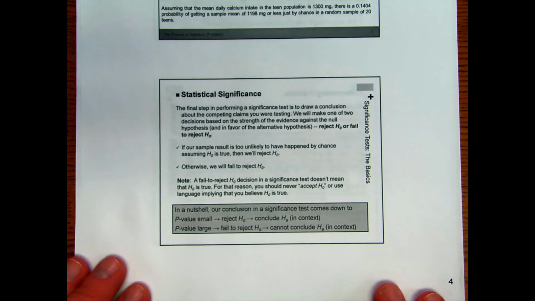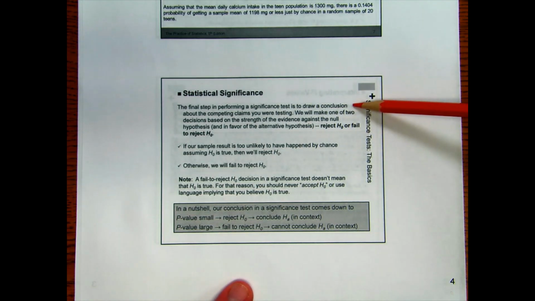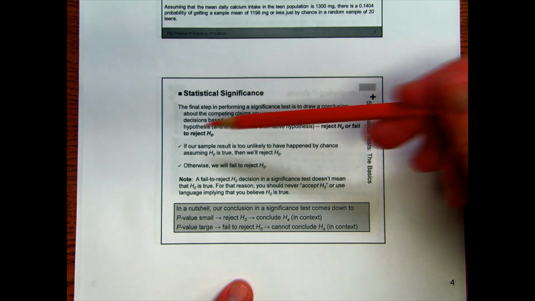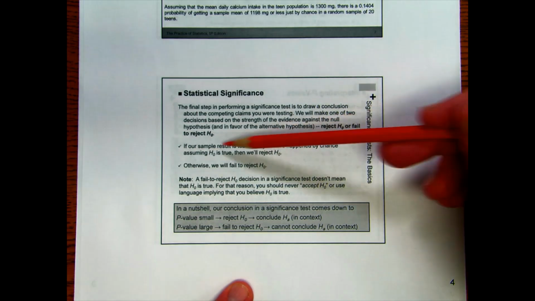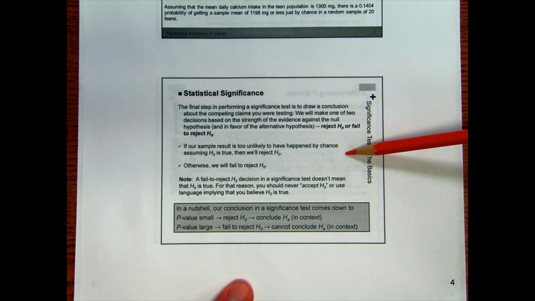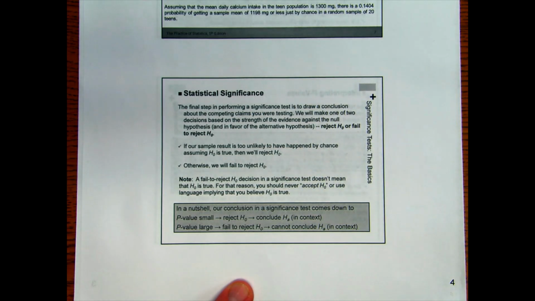All right. Next thing is, how do we write up our conclusion to these? The final step in performing the significance test is to draw a conclusion about the competing claims you were testing. We will make one of two decisions based on the strength of evidence against the null hypothesis, which means that indirectly you're in favor of the alternative hypothesis. We're either rejecting our Ho or we're failing to reject the Ho. If our sample is too unlikely to have happened by chance, assuming the Ho is true, then we reject it. Otherwise, we fail to reject it.